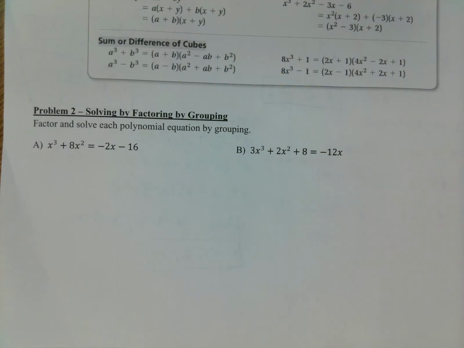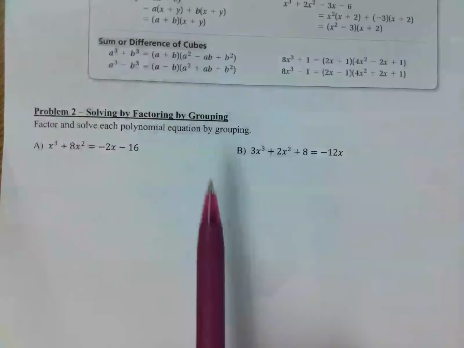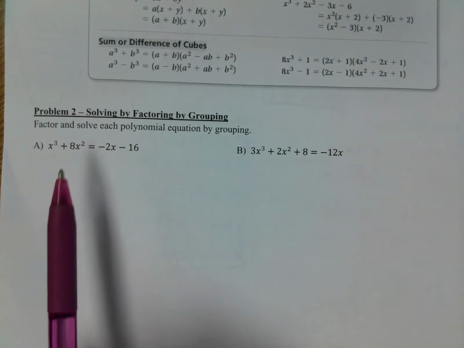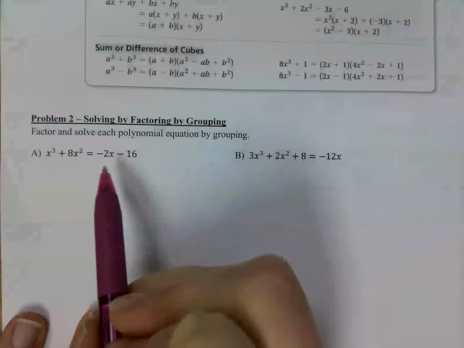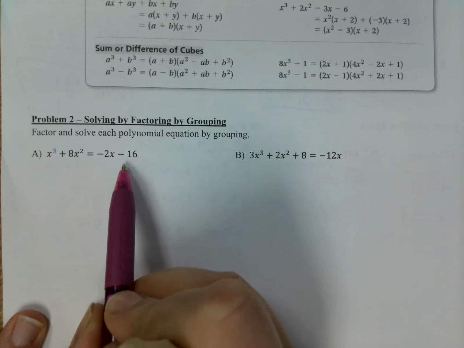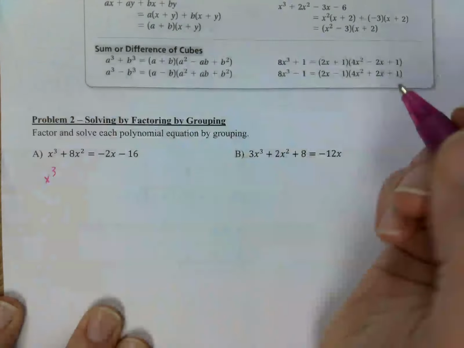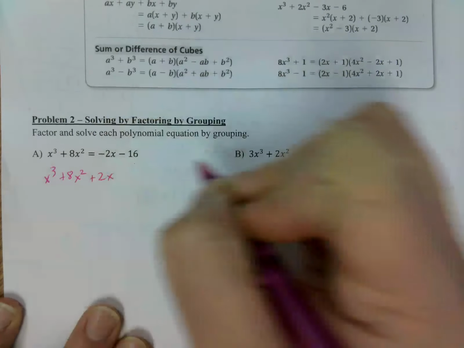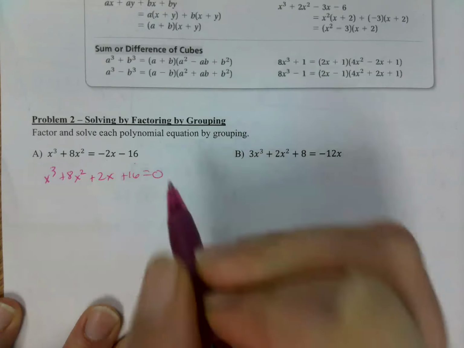Now we're going to get into factor by grouping. If you want to read over all these kind of shortcuts, you sure can, but it's not always the best thing to remember shortcuts. If we're factoring by grouping, how do we know if we have to factor by grouping? Well, I'm going to move these over. First step is always setting this equal to 0: x cubed plus 8x squared plus 2x, because I'm adding it over to the other side, plus 16 equals 0.